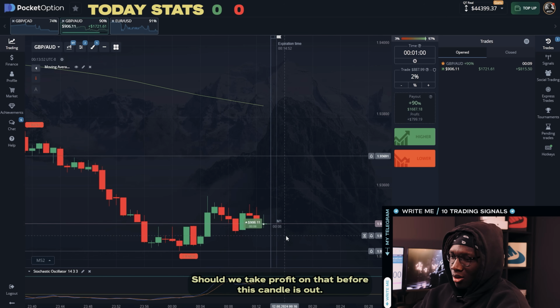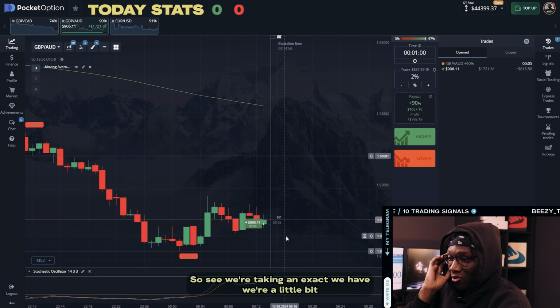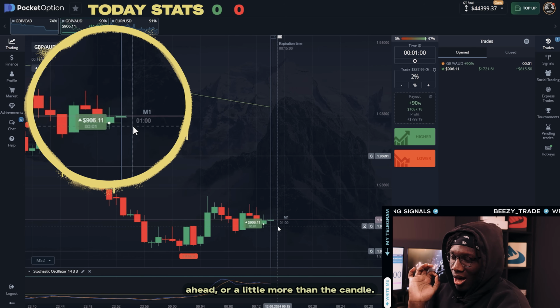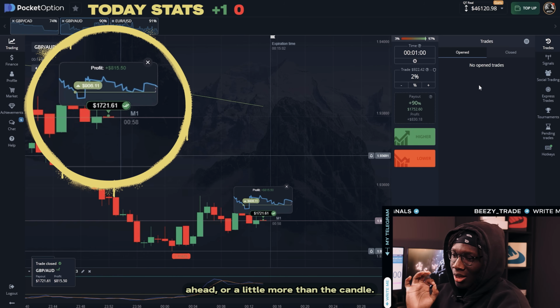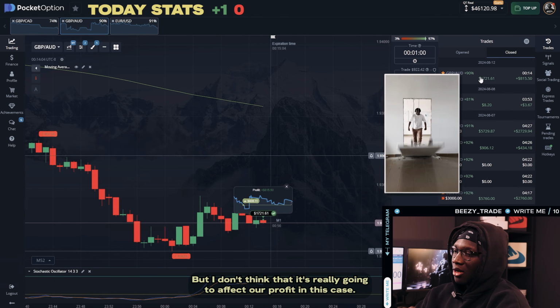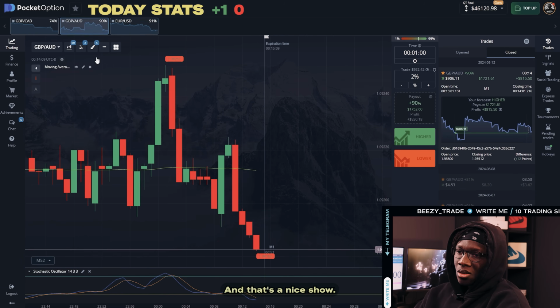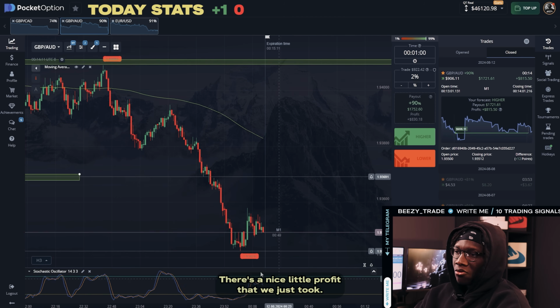Should we take profit on that before this candle opens out? So see, we're targeting exactly. We're a little bit above, maybe like 1 second ahead, or a little more than the candle, but I don't think that it's really going to affect our profit in this case. And that's a nice... show you right there. That's a nice little profit that we just took.